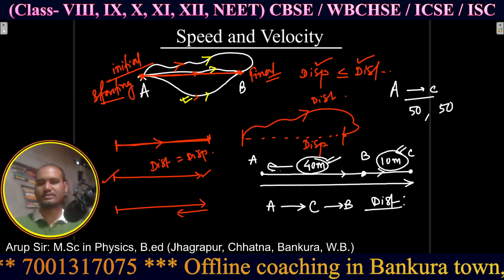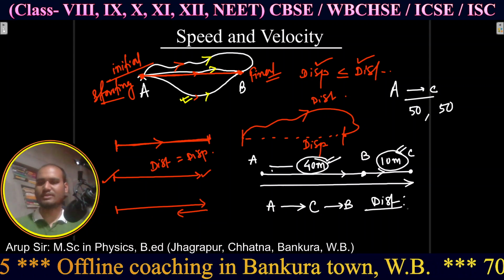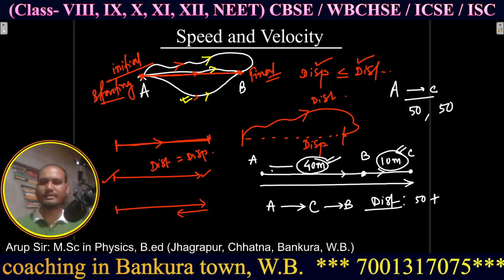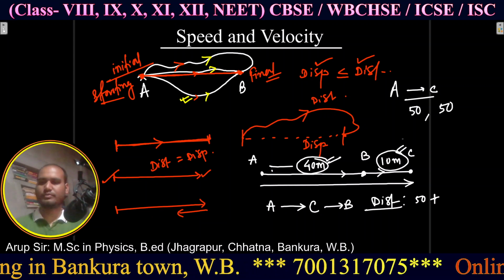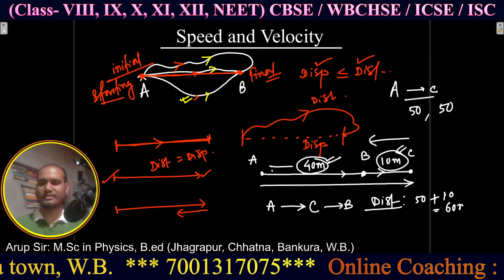So how much distance from here to here? It is 40 plus 10, right? 40 plus 10 means how much? That is 50. Plus again it is returning to B. Returning to B means another 10 meter it is moving. So 10, that is 60. 60 meter is the distance.